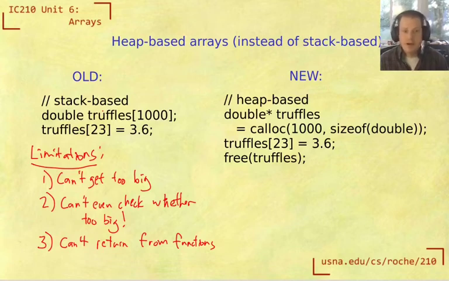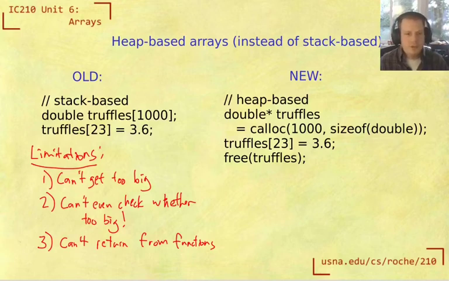It's going to be used by another function call or by something else. And so you can't have a function that creates an array and returns a pointer to it, because once the function is returning, then the space for that array is done. And so all those things are going to be solved by heap-based arrays.